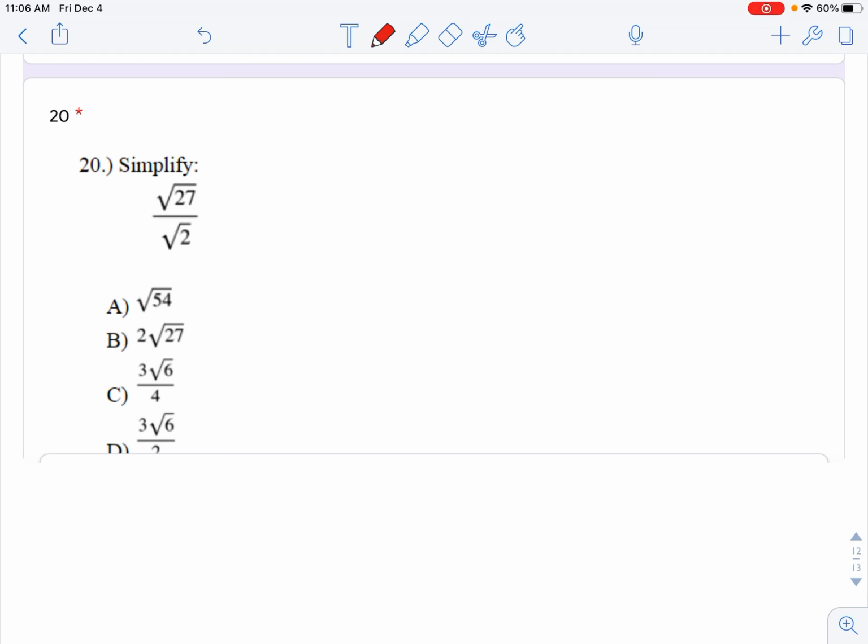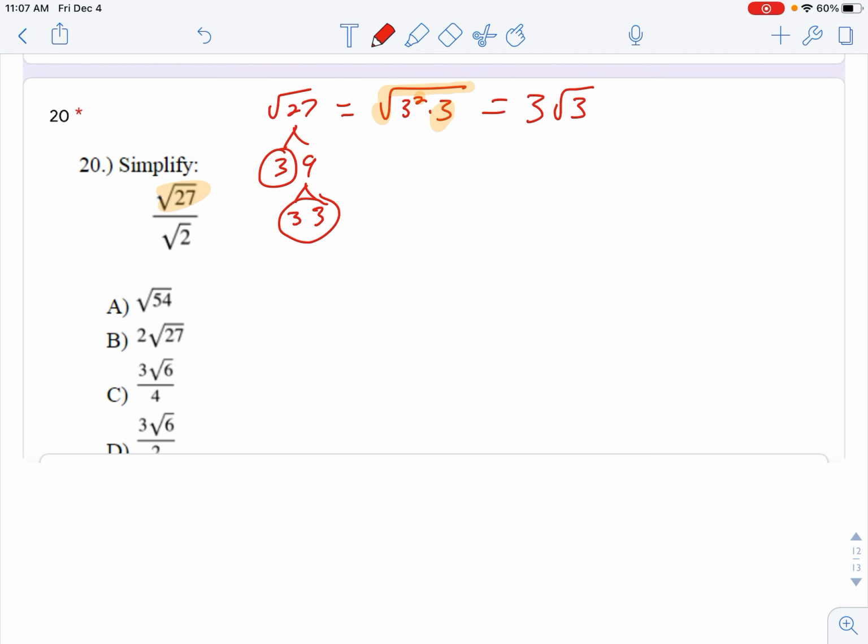And number 20, simplify this. Okay, there are two things we're going to do to simplify this. First of all, the numerator, square root of 27, you can simplify into 3 times 9, which is 3 times 3 times 3. We have a pair of 3's, which is 3 squared, and then we have an extra 3. And remember that a square and a square root cancel each other out, so you can simplify out one 3, but you cannot simplify out the other 3. It's going to stay in the radical.